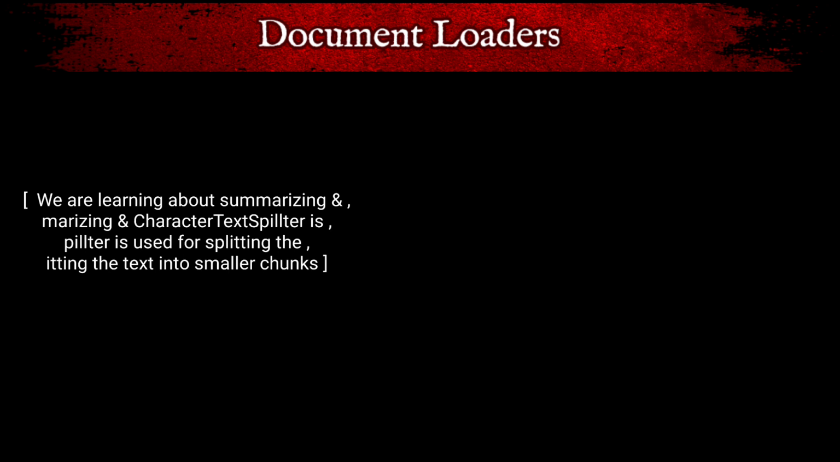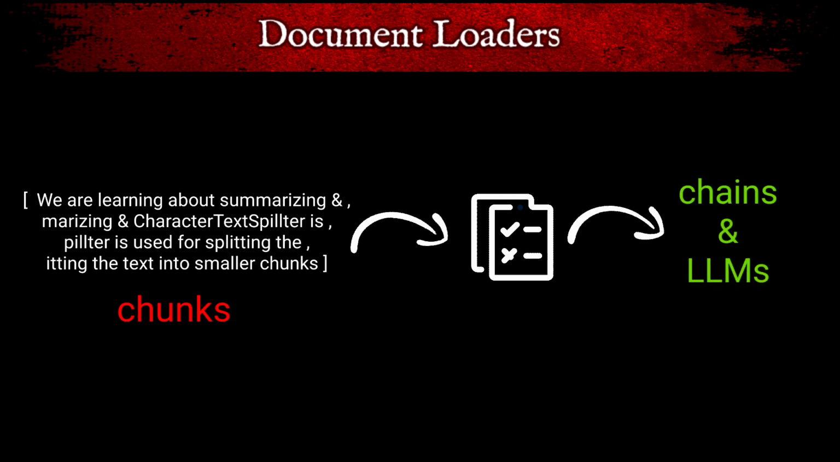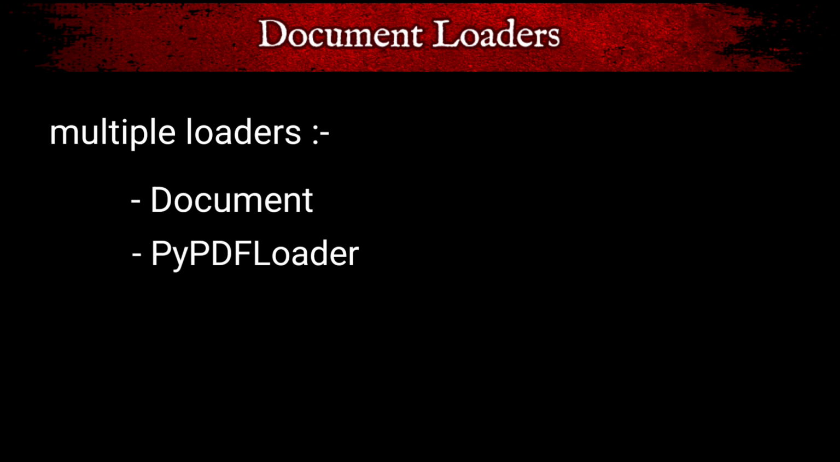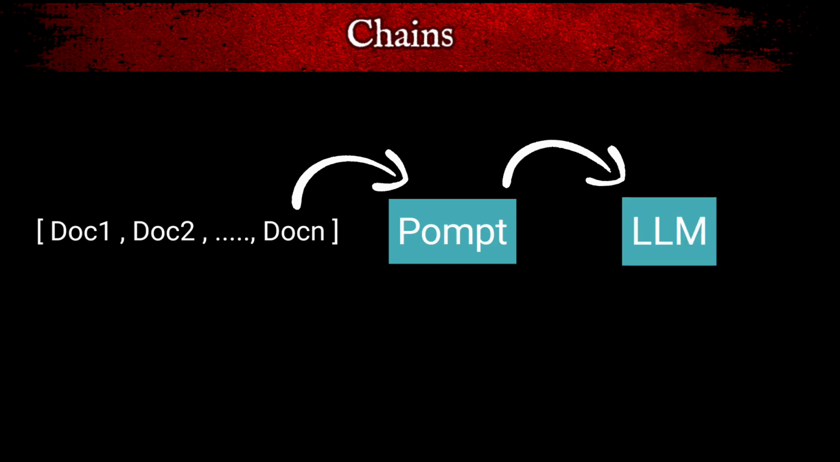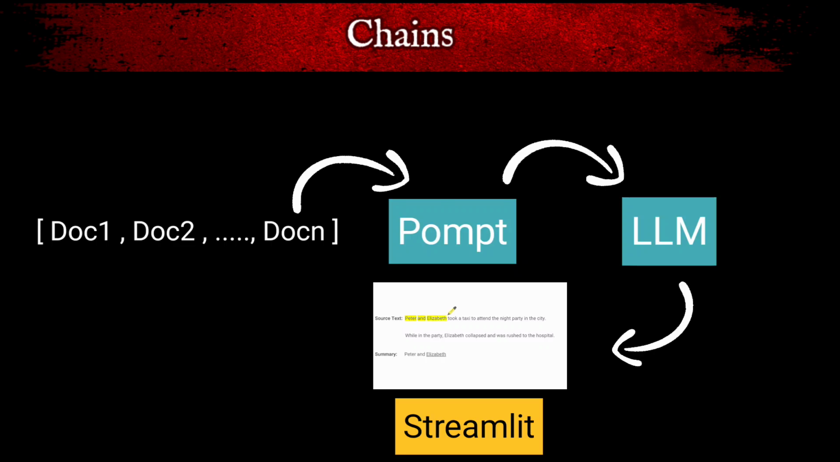Next, we have document loaders. Basically, this is the step of loading our chunk data into a document format which can further be used by chains and LLM models. To make this possible, Langchain has multiple loaders, like the document loader, PyPDF loader, web-based loader, and many more. Next, we have chains. The chains will take a list of documents which we have converted in the previous step and insert them all into a prompt and pass that prompt to an LLM, which can then be shown in the UI using Streamlit. In this way, the input text will be summarized.